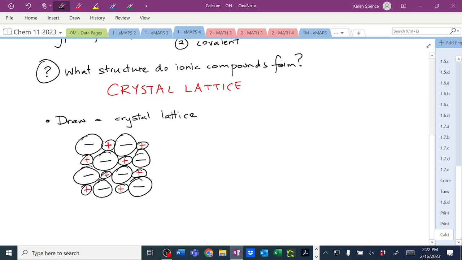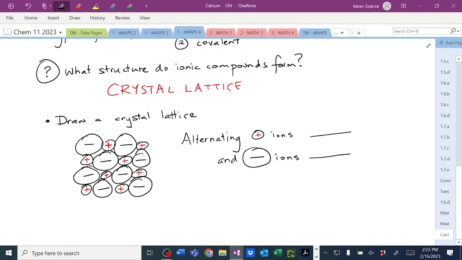But the key thing is that we have alternating positive ions and negative ions. Has anyone learned a word that means positive ion and a word that means negative ion? Yes?